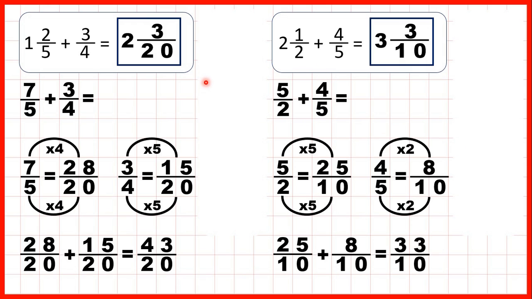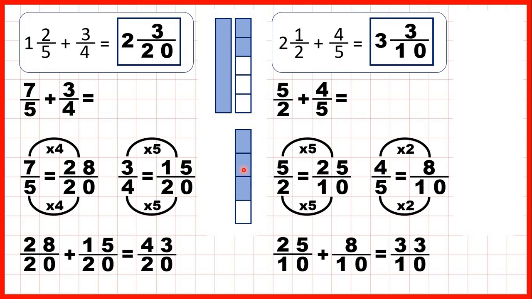So now let's show fraction bars to see what we did here. For this first question, we started with 1 and 2/5, and we were adding 3/4. First of all, we changed 1 and 2/5 into 7/5, but then we changed that to 28/20. We changed 3/4 into 15/20, and putting those together gave us 43/20 as our answer as an improper fraction, but that's the same as 2 wholes and 3/20.